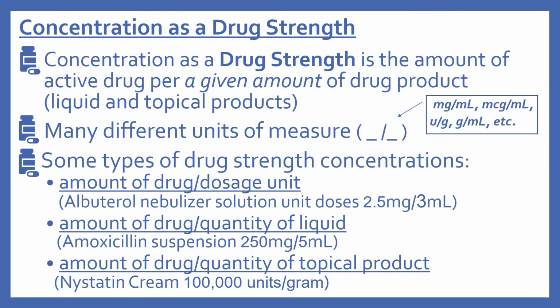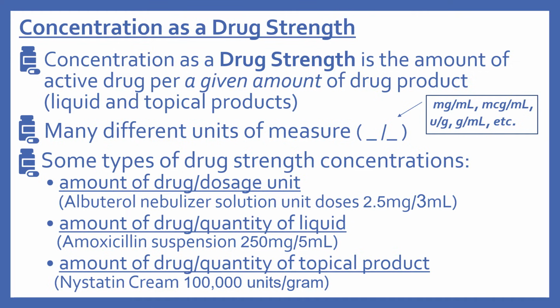So first we'll look at concentration as a drug strength. Concentration as a drug strength is the amount of active drug per a given amount of drug product. And remember, we're talking here about liquid and topical products. So for drug strengths, there are many different units of measure. It's generally something per something. So it can be milligrams per milliliters, micrograms per milliliters, units per gram, grams per milliliters, and so on. There are many different units of measure.